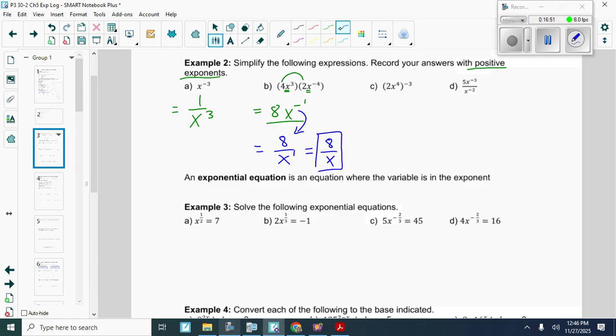Okay, so try this next one. Okay, we're going to do 2 to the -3. We'll take a look at that. And then when we multiply, 4 times -3 is -12.